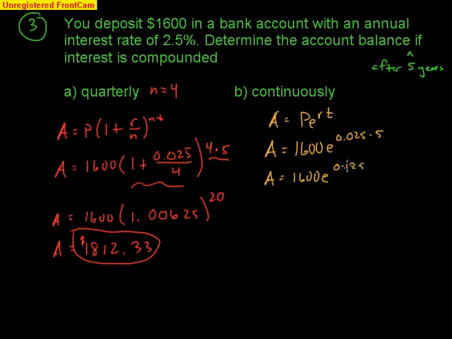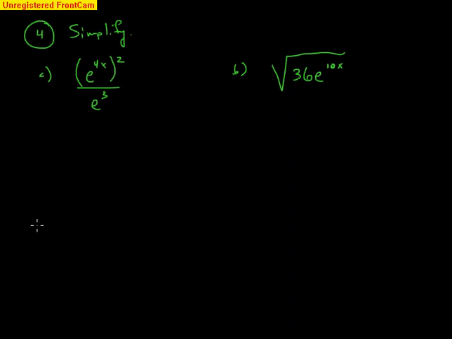And now type it in. 1,600 e to the 0.125. I get 1813.04, so 4 cents. And that is the maximum possible amount that you can get for this compound interest problem. All right, and notice it's bigger than the quarterly one.